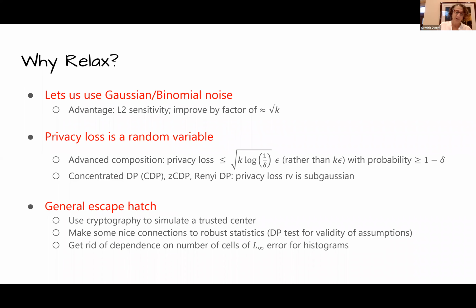Also, you can get rid of the dependence on the number of cells of the L infinity error for histograms. We saw a log of K over something, and that will go away. All right. So there are a lot of good reasons to relax. And now we can get to where we first defined that relaxation, and we leave the centralized setting.